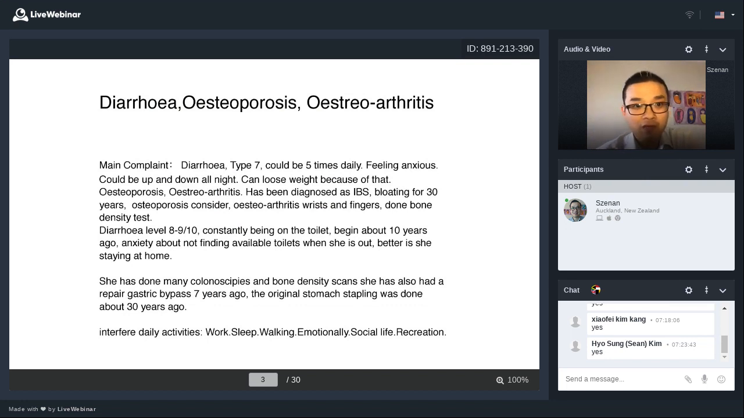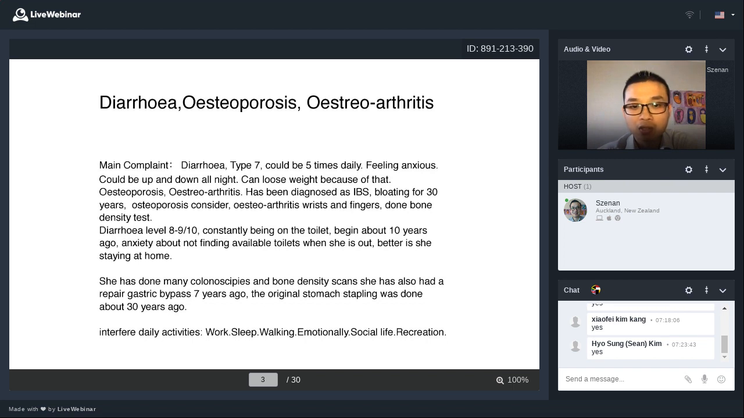I'm bloating for 30 years. Bloating for 30 years, that's what she wrote in here. And osteoarthritis in the wrist and fingers. Okay. And she has done a bone density test for it. So diarrhea level, she said about 8 to 9 out of 10. That's how serious she thinks it is.